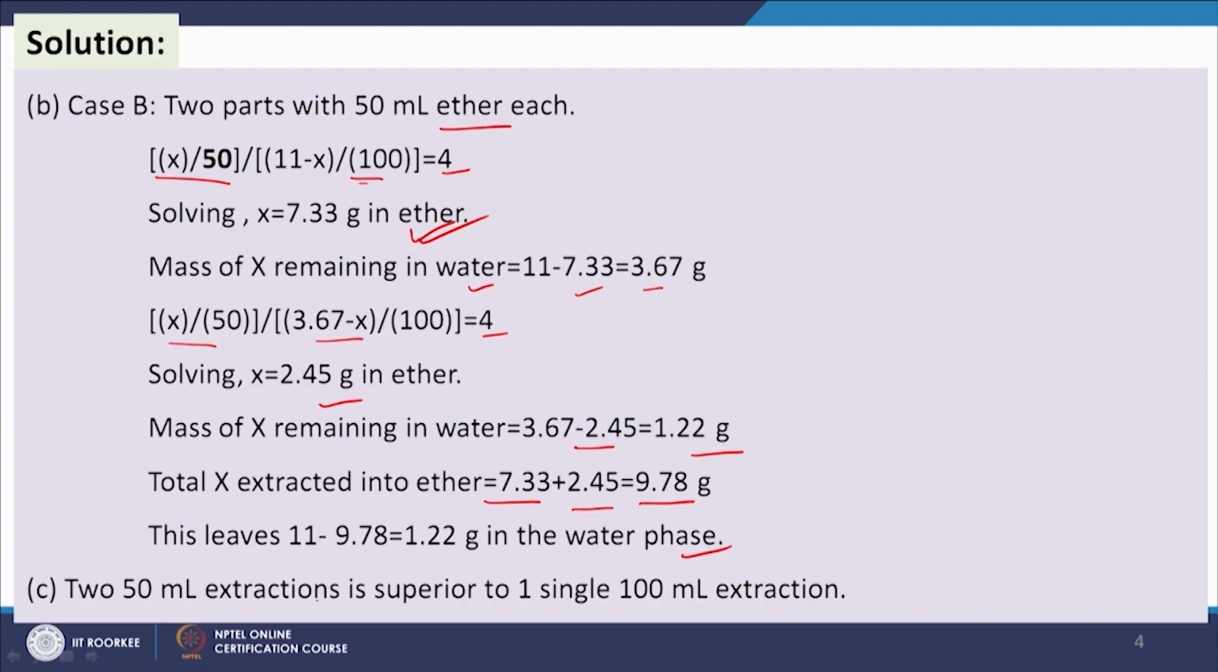So, two 50 ml extractions is superior to one single stage, because we see here in the second case, using 2 steps consecutively, only 1.22 gram of X is remaining in the water, whereas in the previous case it was 2.22 gram of X remaining in the water. So, now the problem is solved.